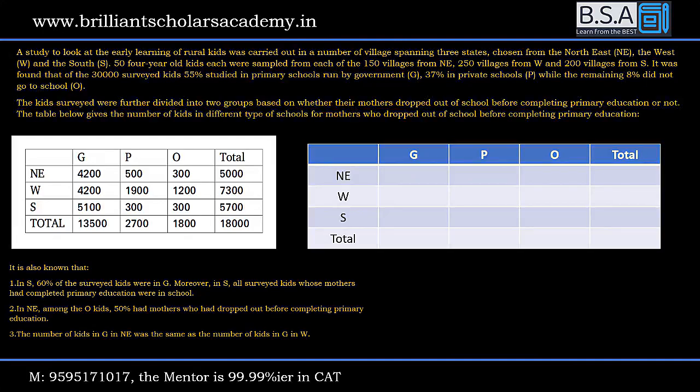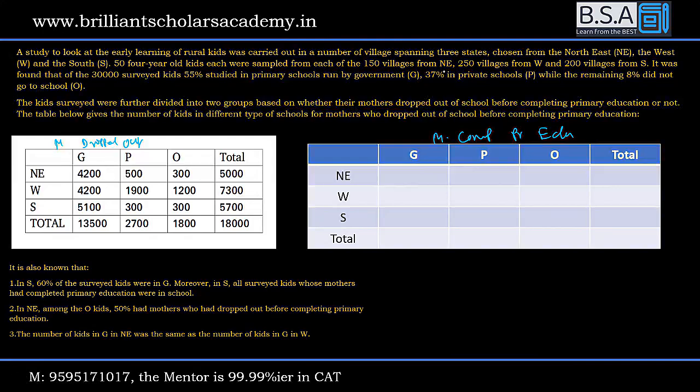This is the table of whom? This is the table of children whose mothers dropped out. And this is the table for whom? Mothers completed primary education. So you divide everything in 2 parts. So let us focus on numbers now.